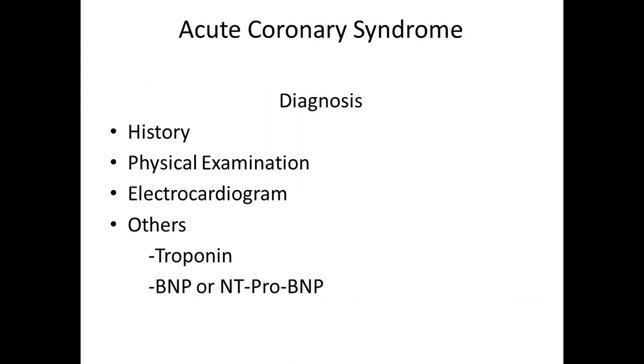So how do we make the diagnosis of acute coronary syndrome? Remember that acute coronary syndrome is one of the leading causes of mortality and morbidity, so it's important for us to make the correct diagnosis. Just like anything in medicine, you need to take a proper history, a good history. You need to examine the patient, and then you need to do a few tests. The test that you need to do is your electrocardiogram, your ECG, EKG, and other tests, blood tests.